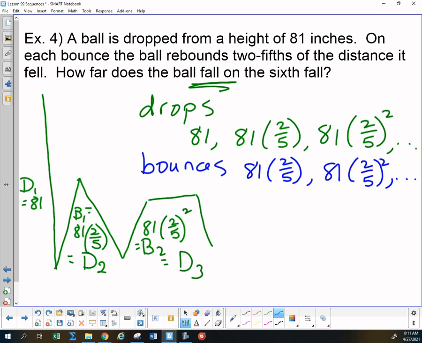Since this one asks about drops, do you see the pattern? First drop is 81. Second drop is 81 times 2/5 to the first. Third drop is 81 times 2/5 squared. So sixth drop, who can tell me the formula for the sixth drop as you just look at those patterns? Come on, somebody's awake enough to. Which one? 81 times 2/5 to the fifth.